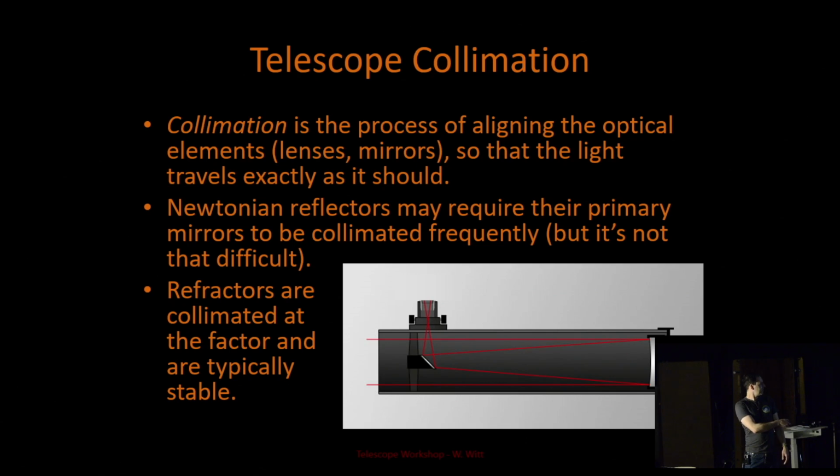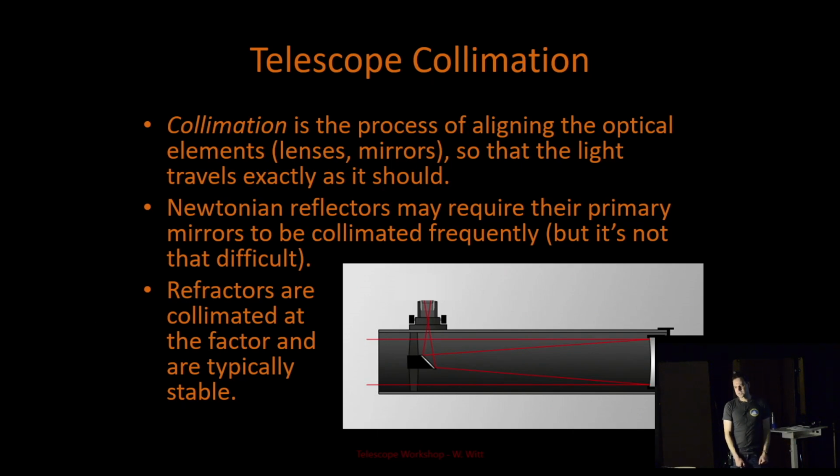But this secondary mirror in particular on the reflectors is subject to a little bit of wobble, and therefore, depending on the telescope type, Newtonians in particular, you have to sometimes adjust the position of these mirrors in order to make sure the light all focuses in the right spot.